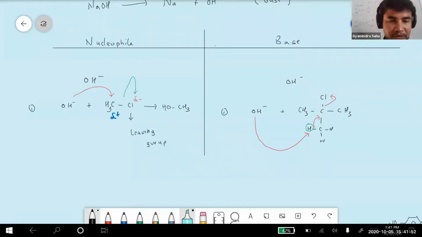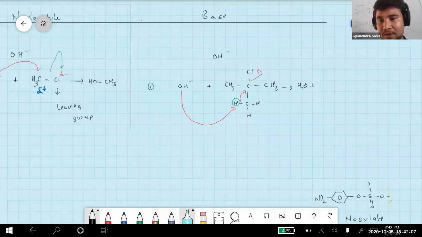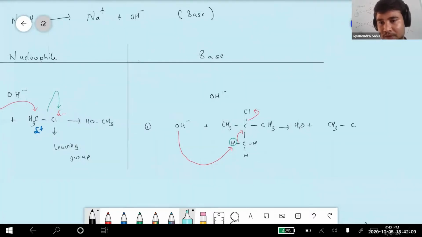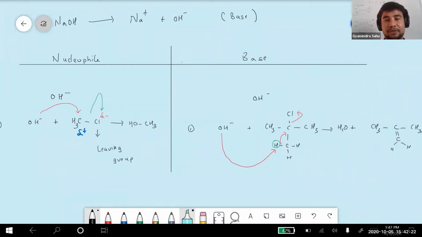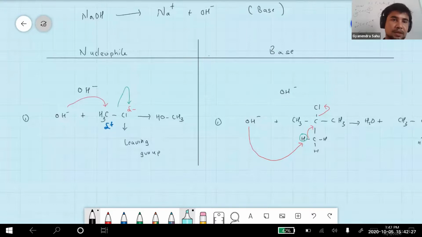So the product that gets formed in this process is H2O plus CH3, C, double bond, CH2, and then another CH3. Let me properly make it: CH3, C, double bond, CH2, and then another CH3 group. So this is the product that will actually get generated. You've just observed the difference between how the activity of a nucleophile differs from the activity of a base. This is the basic difference, although there can be other differences as well.